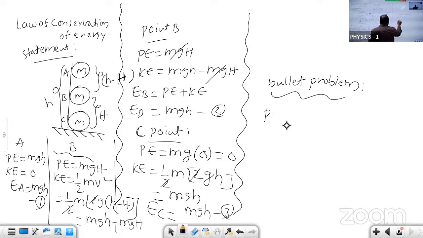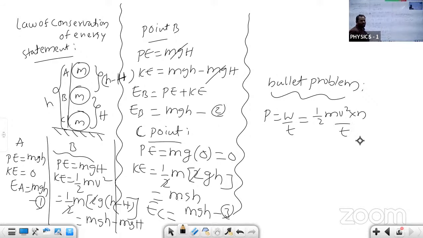Once you check, power is equal to work done per time. This is the required formula. Number of bullets 360, mass 5 gram, velocity 600, like that they are giving. So this is the bullet problem. This is the law of conservation of energy with the bullet problem. This is our day 1 first LAQ.